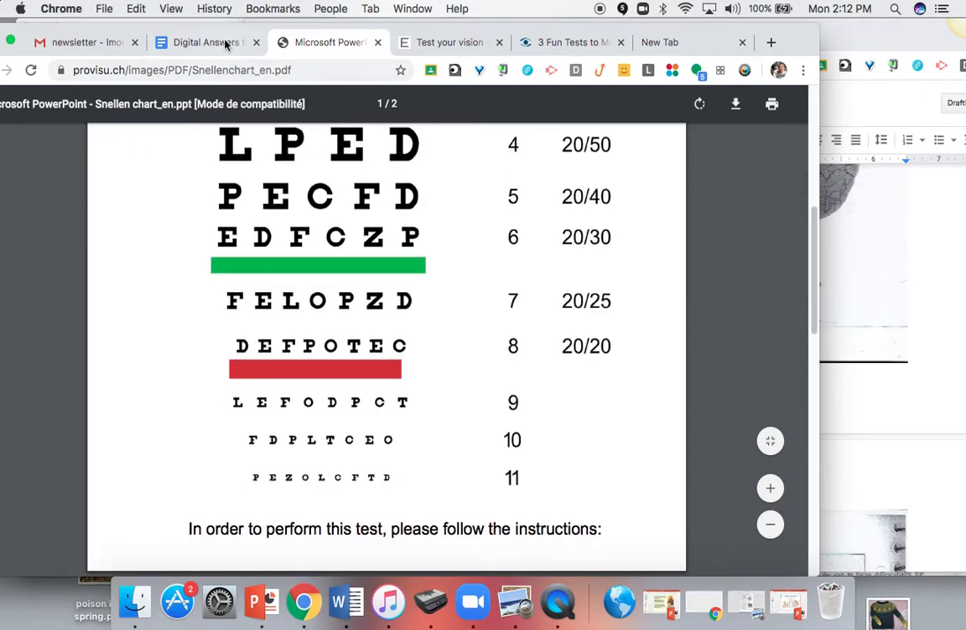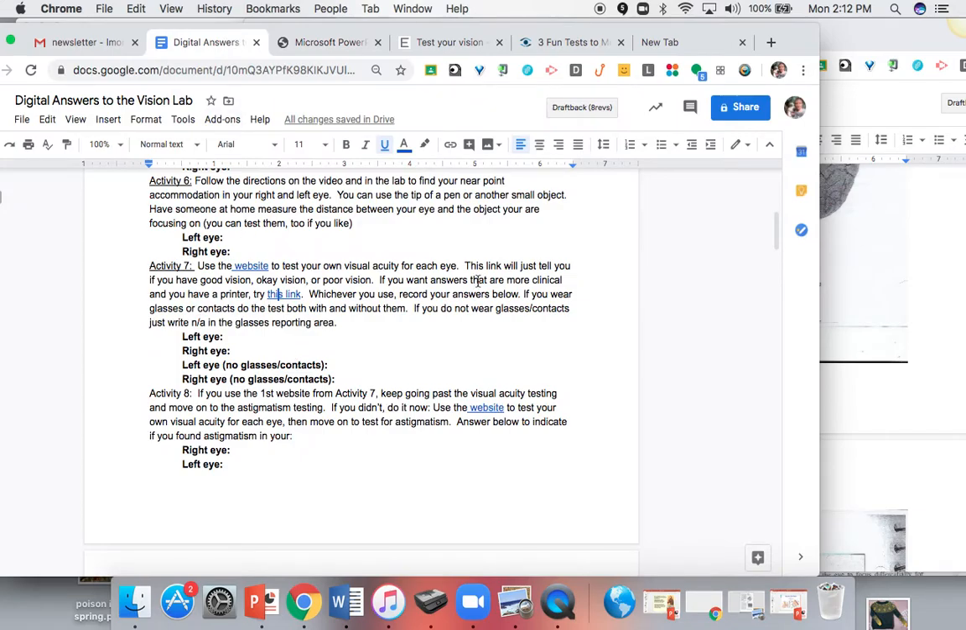If you wear contacts or glasses, you should do this both with and without. So, don't take your contacts out just for this occasion. Wait until bedtime, take your contacts out and then do that testing. So you're going to do that with both eyes, and with one eye covered for each of them.